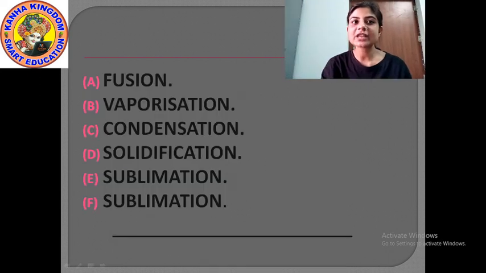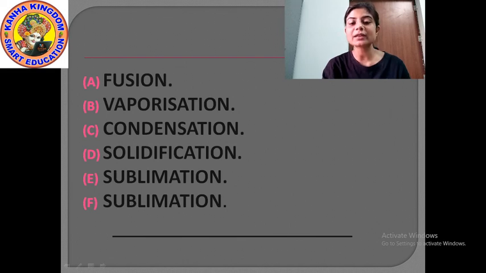When solid is changing to liquid, the process is fusion. And when liquid is changing to gas, it is going under the process of vaporization, that means evaporation, because there is increase in heat and decrease in pressure. Okay, and when gas is changing to liquid, it is condensation. And when liquid is changing to solid, it is solidification.